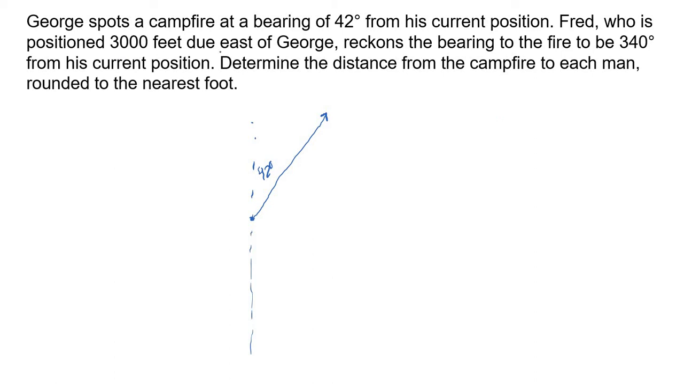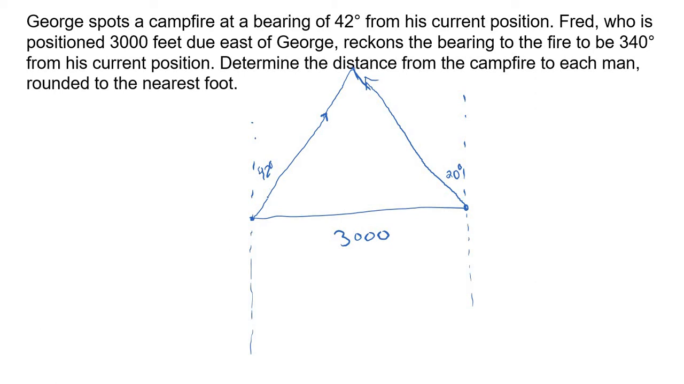Fred, who is 3,000 feet due east of George, so due east would be straight out here somewhere, right? And this is 3,000 feet. Reckons the bearing to be 340 degrees. So if we do it from his position, he goes 340. Now all the way around would be 360. So he's something like that. So I'm going to draw that one a little higher just so they connect. So 340 means that this is a 20-degree angle right there, right? Because all the way around would be 360. So he almost went clear in a circle.